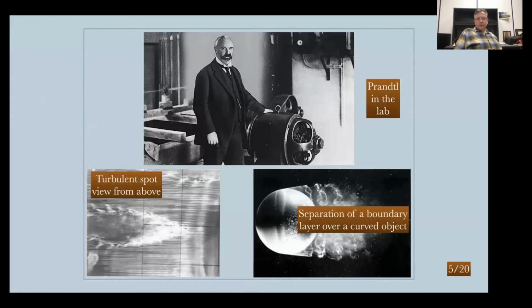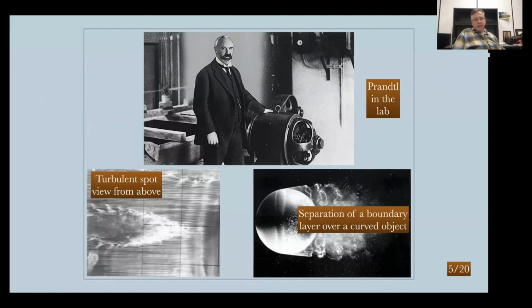So here are some historical pictures. I don't dress this nicely for my lab, but there's Prandtl in the lab. The thing that I always found fascinating about boundary layers is all the exotic stuff that happens. I was a basketball player growing up, so of course I'm fascinated with things that a ball does and the separation from it, which you see at the bottom right.